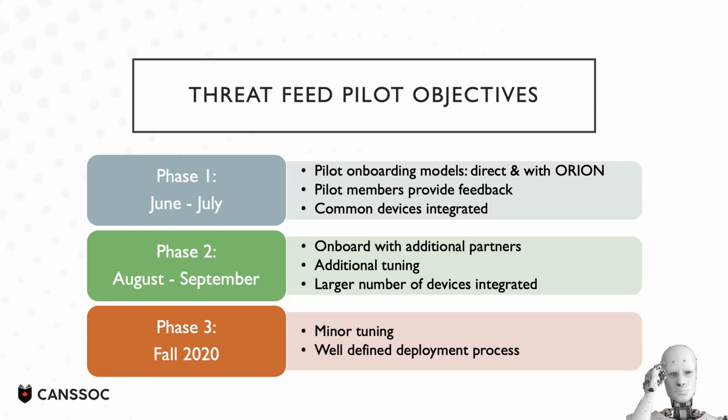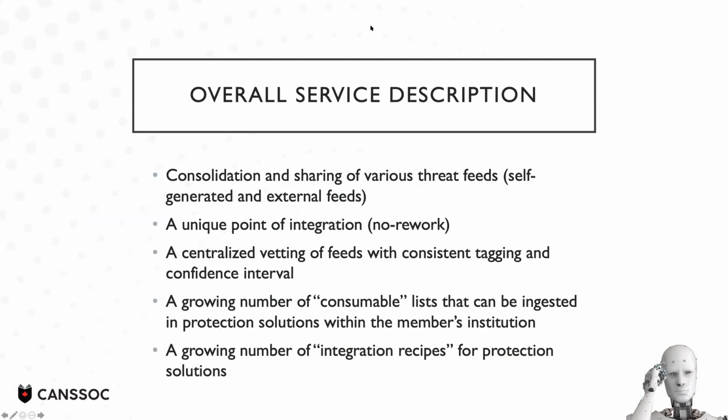So in phase 2, in addition to onboarding additional partners, we'll do more tuning of the feeds and provide recipes for a larger number of institutions that can leverage the threat feed service. And then the goal is in the fall, we'll be able to open it up and onboard a much larger number of institutions. At the end of the presentation, I'll talk a little bit more about, if you're interested in participating in phase 1, 2, or 3, how you can send us that information so we can work on the collaboration. But before I do that, I will pass it over to Hugo.